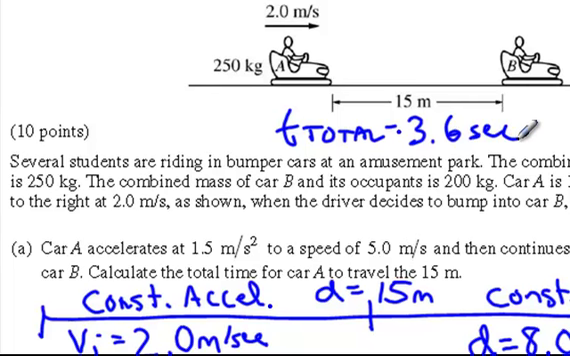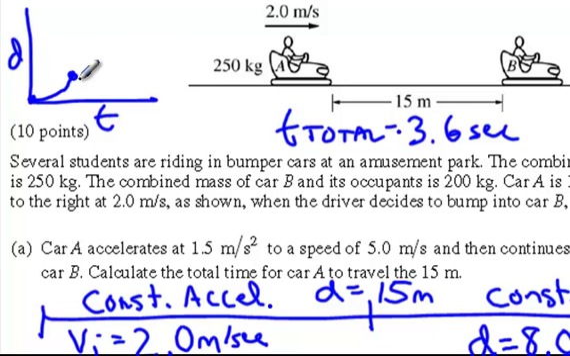We know what this graph would look like if I ended up doing a displacement time graph. I would be going a constant acceleration for the first 2 seconds. The next 1.6 seconds, I would be going a constant velocity. And that's this problem. Hopefully it helped out, splitting this problem up into two.